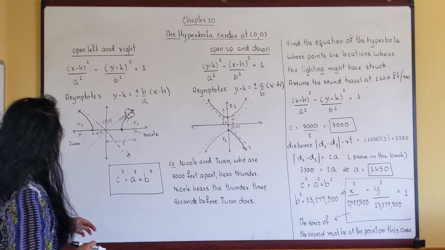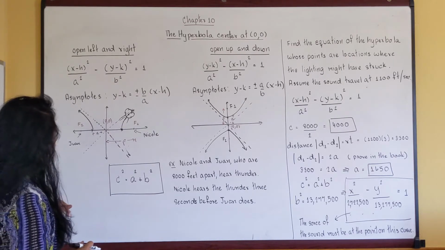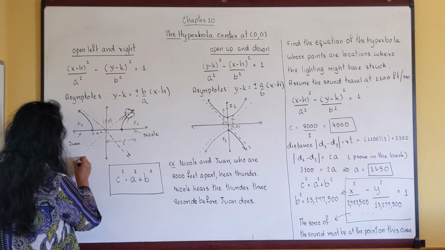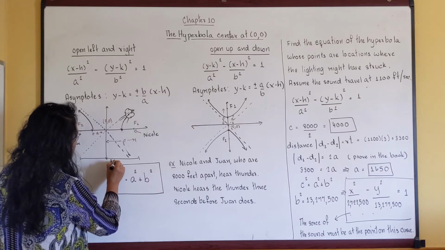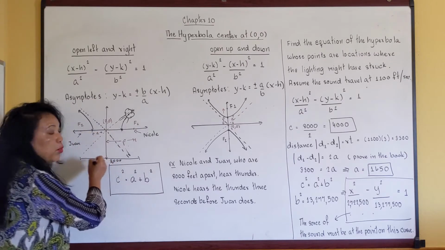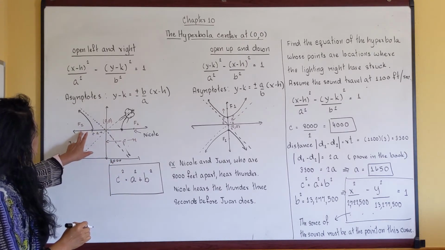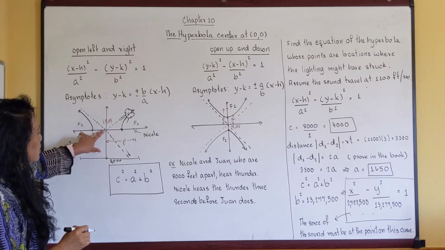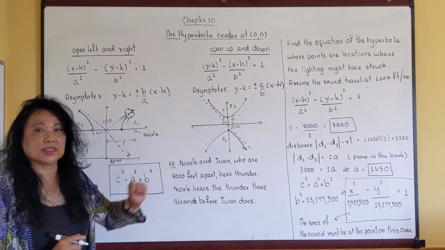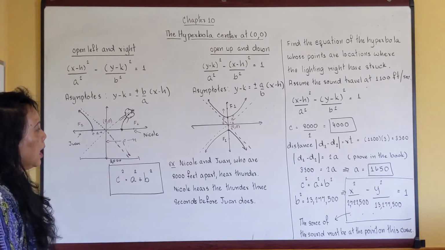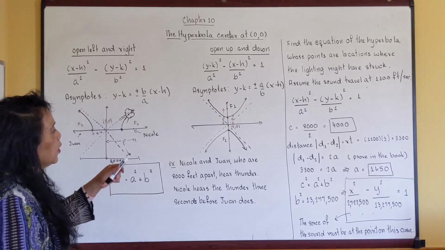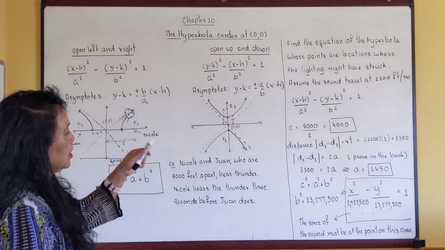So they are 8,000 feet apart. From this point to this point between them is 8,000. And halfway, from the foci to the center, it should be 4,000, which means the c. This is the c distance. I got my c distance, but the formula needs the a and the b.